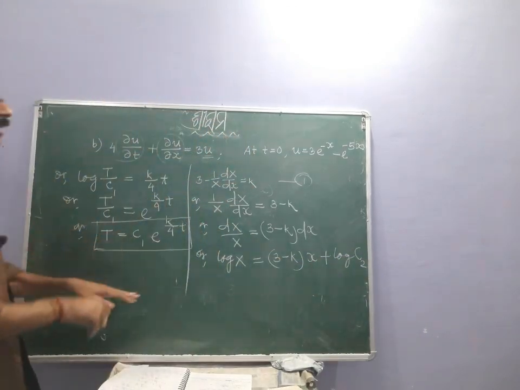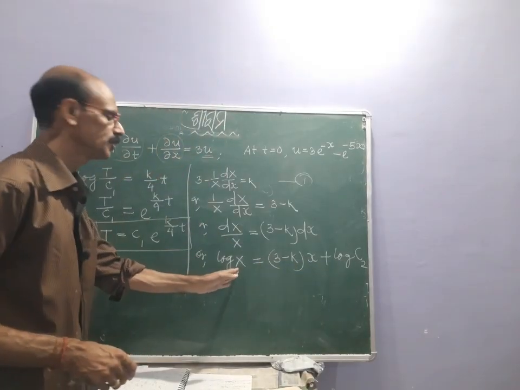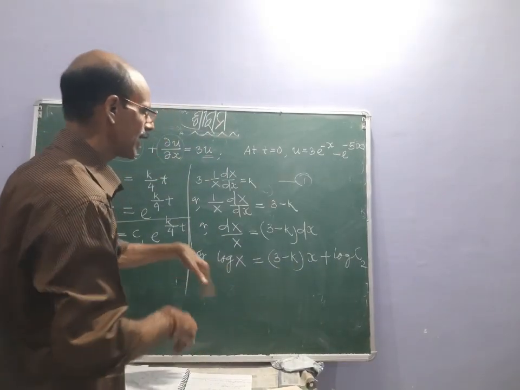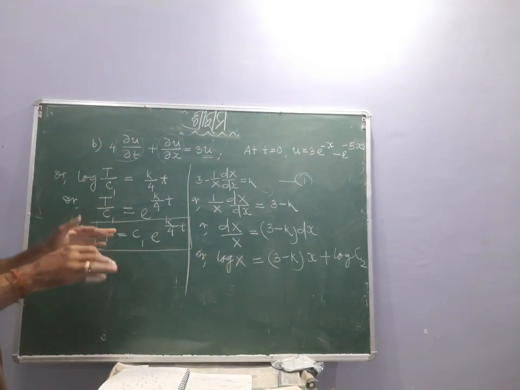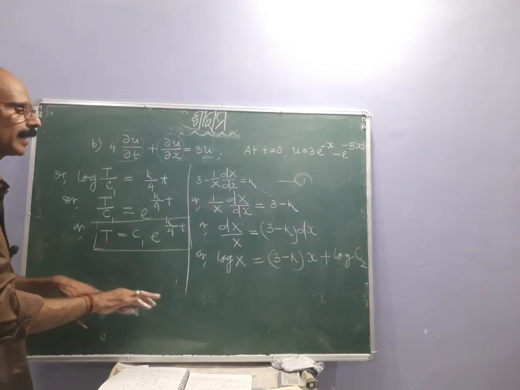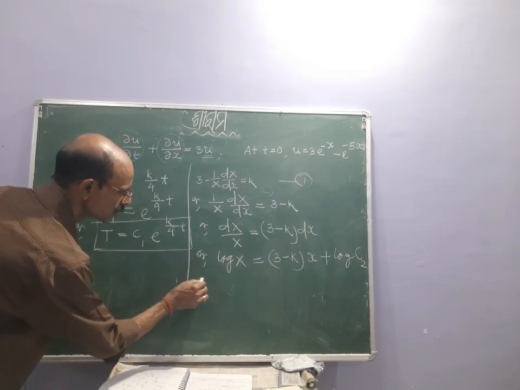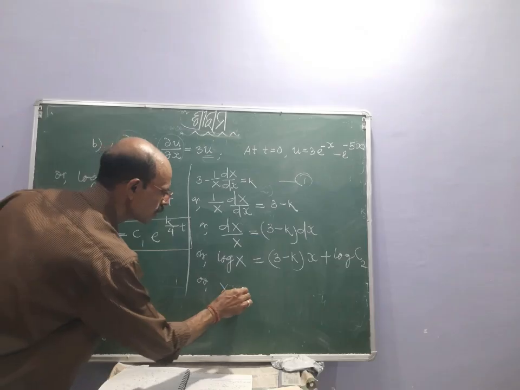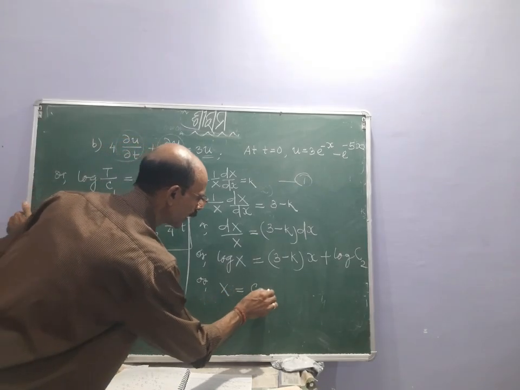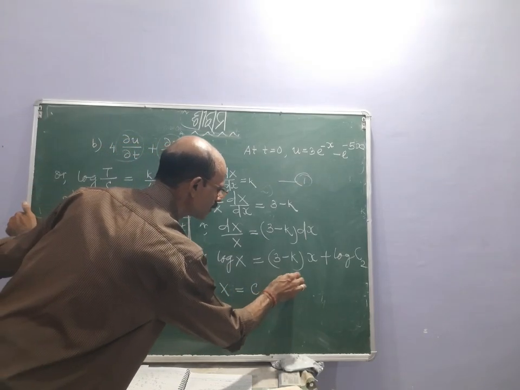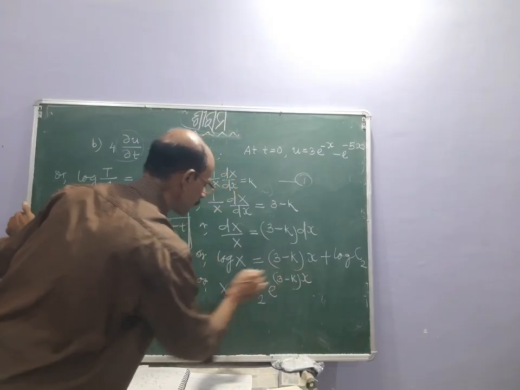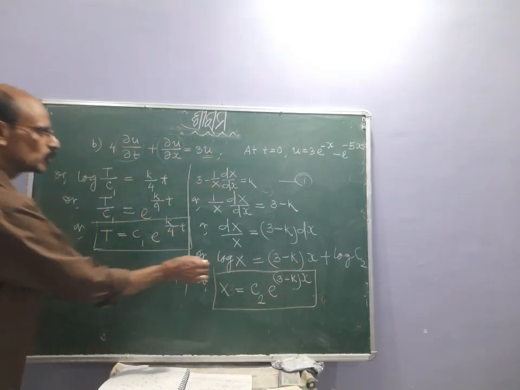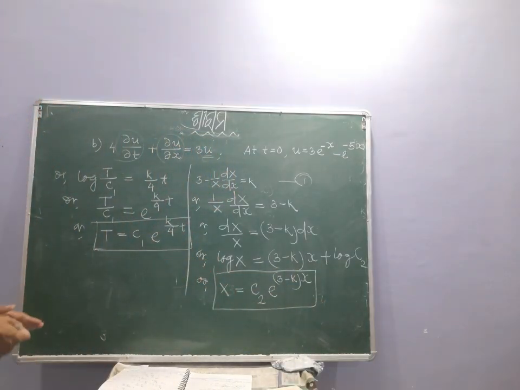and using the similar process, bringing the log c2 towards the log X side, and using the formula log a minus log b is equal to log a by b, and taking exponential, we get X is equal to c2 exponential 3 minus k into x. I have jumped over 2 steps, you will understand.